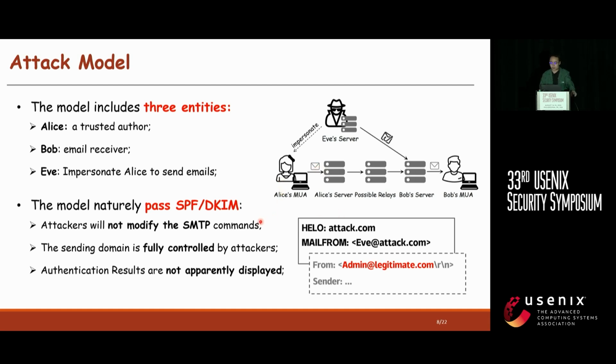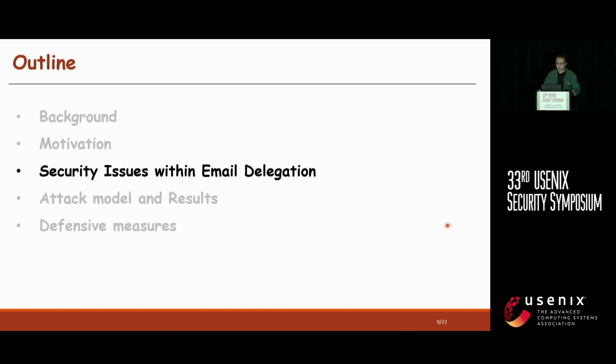Therefore, the model can naturally pass SPF and DKIM for the following reasons. Firstly, the attacker does not modify the SMTP commands, which helps evade SPF and DKIM checks. Secondly, since the sending domain is fully controlled by the attacker, they can deploy correct policies to pass these authentications. And lastly, the authentication results are not apparently displayed to the receiver. As a result, we found new issues within the email delegation mechanisms that can be exploited to implement these spoofing attacks.